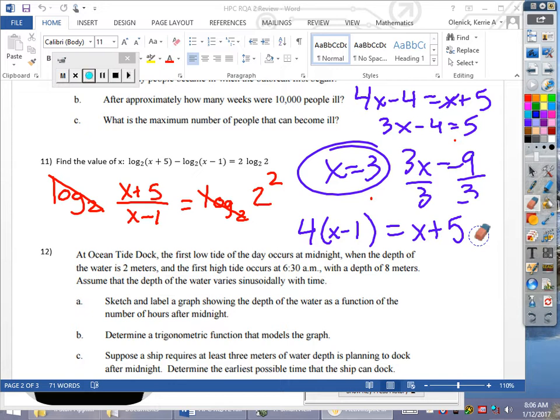3 plus 5 is 8. 2 to what power is 8? 3, okay? Again, I told you guys, math is so cool. You can plug your answer in and see if you did it right. You can grade your own test before you turn it in to me.